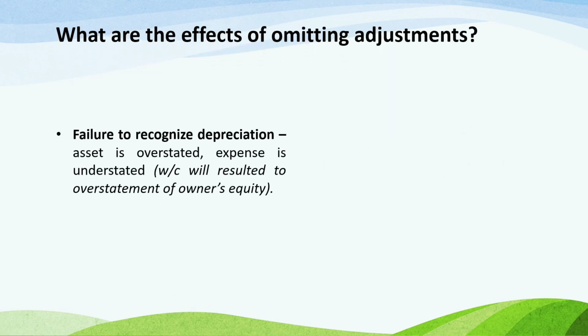Failure to recognize depreciation. When we prepare adjusting entry for depreciation, we debit depreciation expense and credit accumulated depreciation. If we fail to do so, our net income is overstated because our expense is understated. Understatement of expense will cause an overstatement in the net income and thus overstatement of owner's equity.